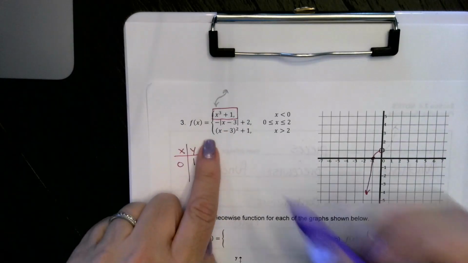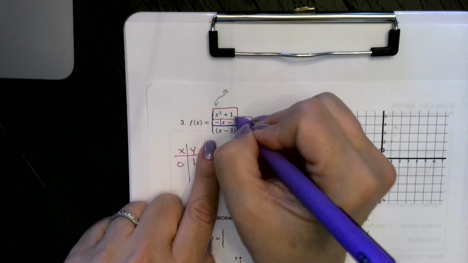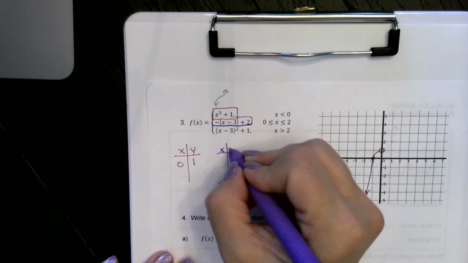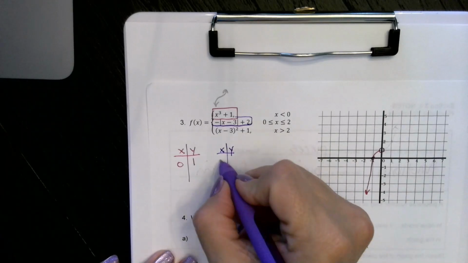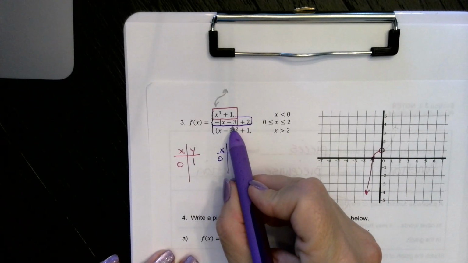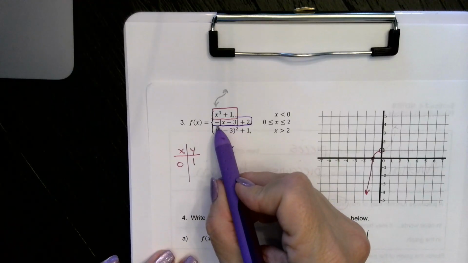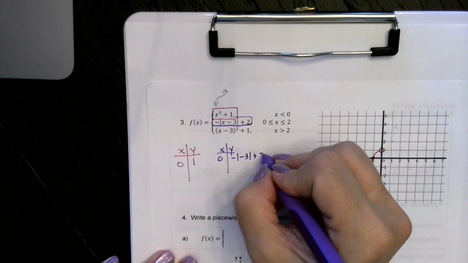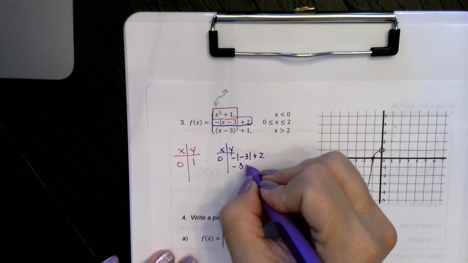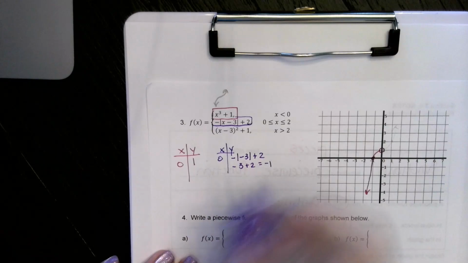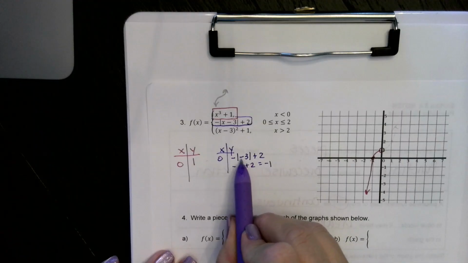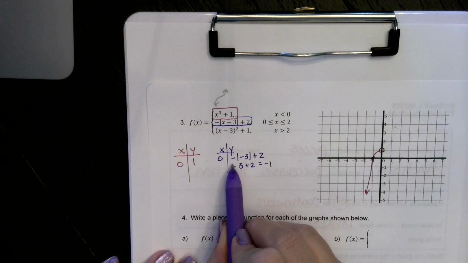Okay, so let's go to the purple function. So the purple function I have, I want to start at 0. So I'm going to have 2 points here that I'm going to start with. I'm going to start with 0. I know that this is an absolute value function that is facing down. But when I put in 0, I get negative 3 in absolute value bars plus 2. So this becomes -3 plus 2, which equals -1.